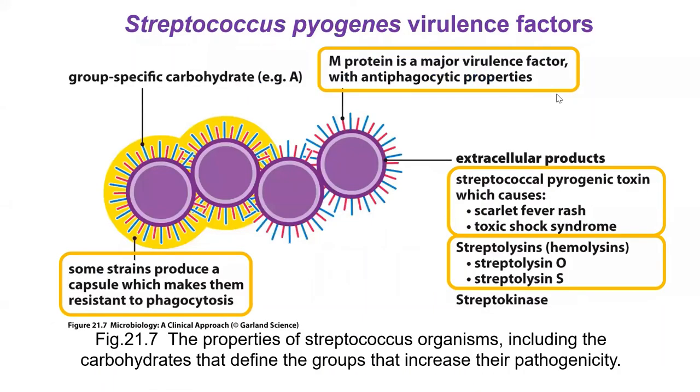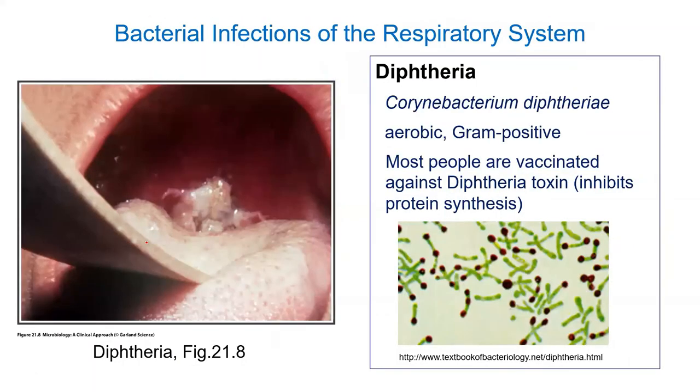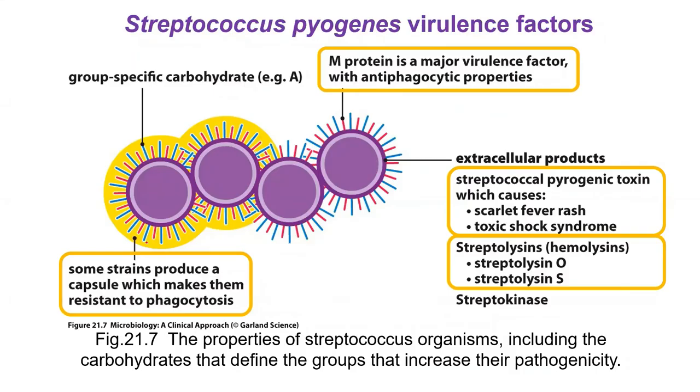So what can we say about Streptococcus pyogenes? Again, this is an organism that is really pathogenic because it has a whole bunch of virulence factors. And this is a little image from the textbook highlighting some of them. You can see it's mentioning that it has a capsule. So here's the capsule.